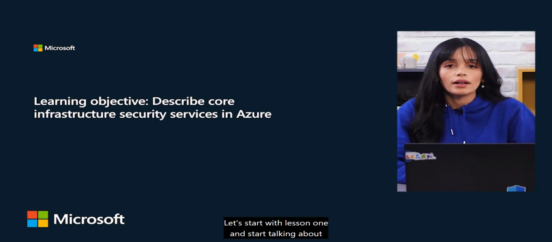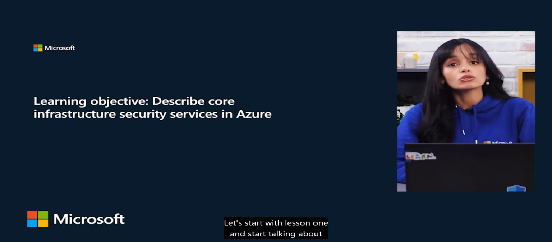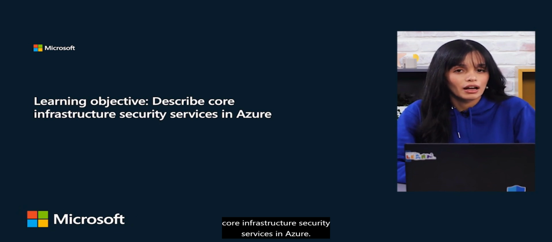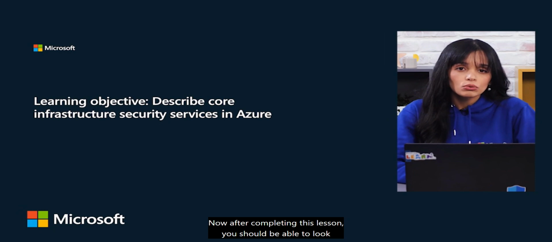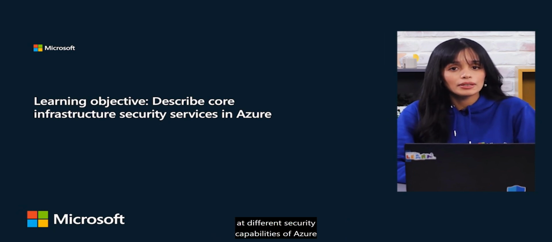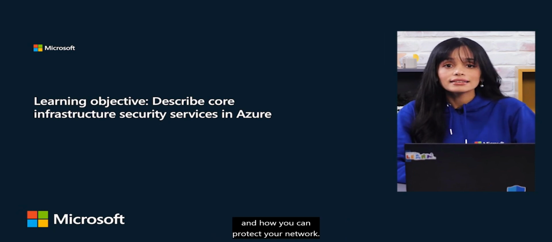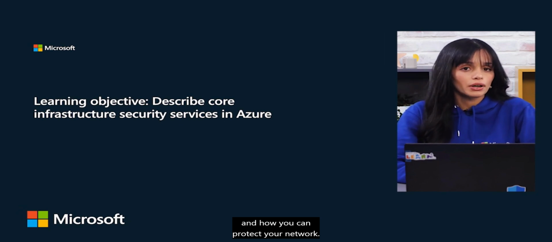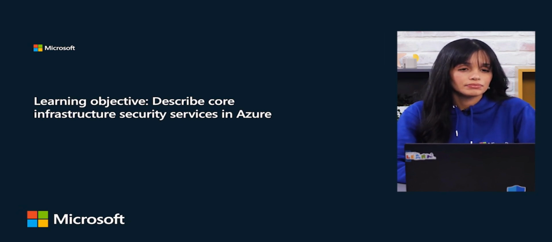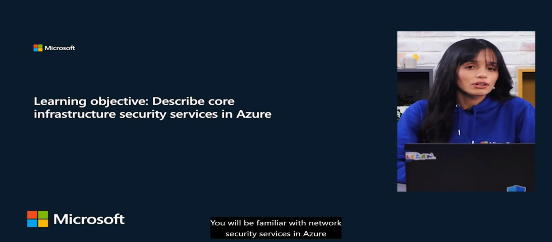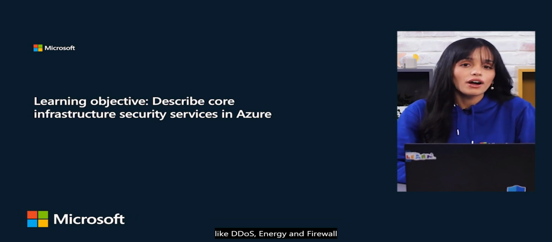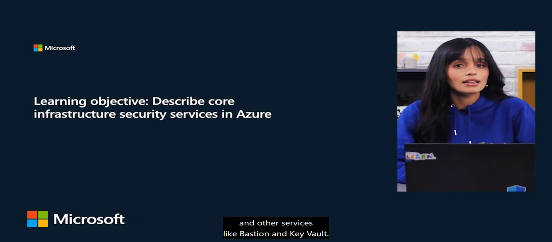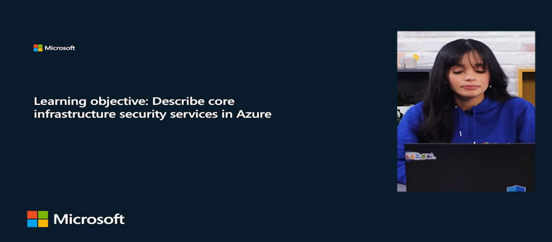Let's start with lesson 1 and start talking about core infrastructure security services in Azure. Now, after completing this lesson, you should be able to look at different security capabilities of Azure and how you can protect your network. You will be familiar with network security services in Azure like DDoS, NSG, and Firewall, and other services like Bastion and Key Vault.